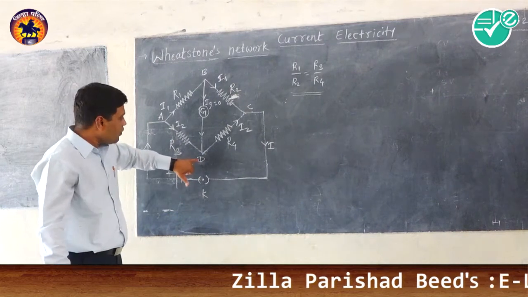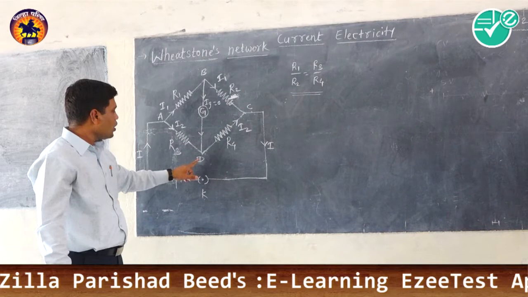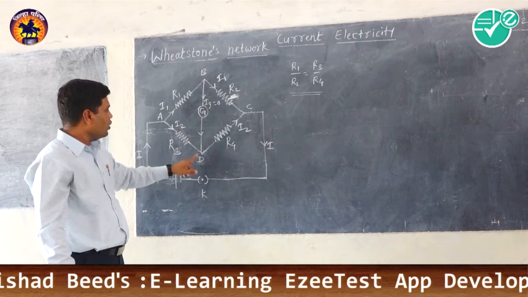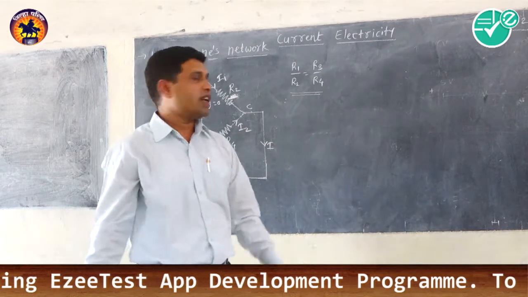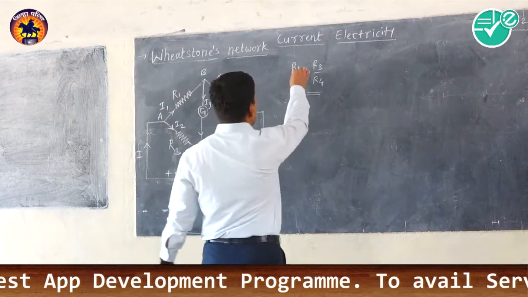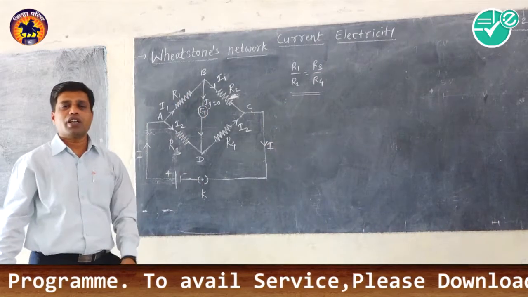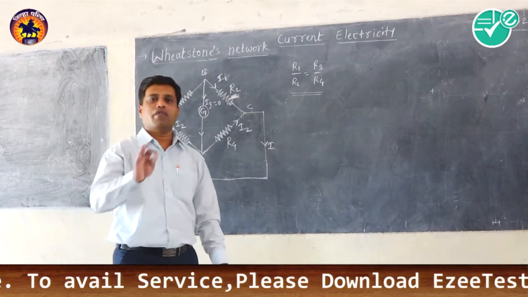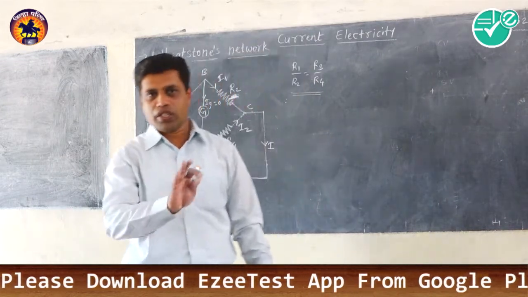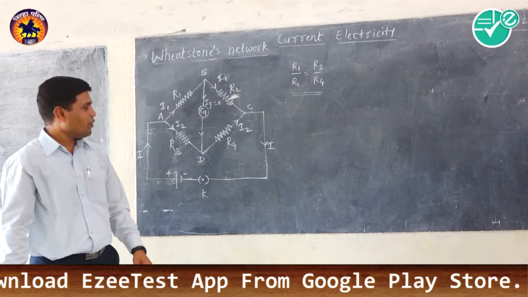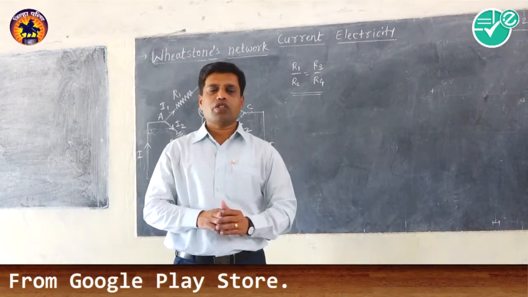If point D has more potential than point B, then current flows via the galvanometer from D to B, and in this case also the bridge is not balanced, and then we cannot say that R1 upon R2 is equal to R3 by R4. We can say this condition only when there is no current flow through the galvanometer. This is the very simple case. So we will study only the balanced condition of the Wheatstone's bridge.